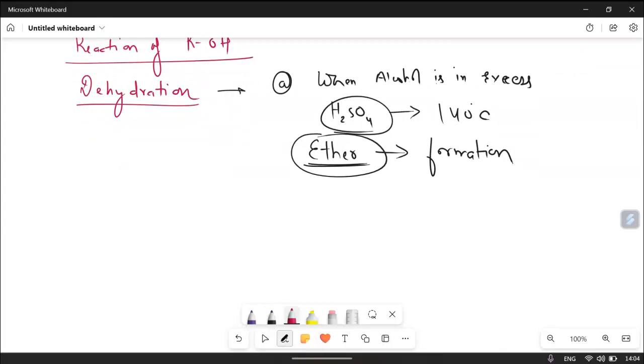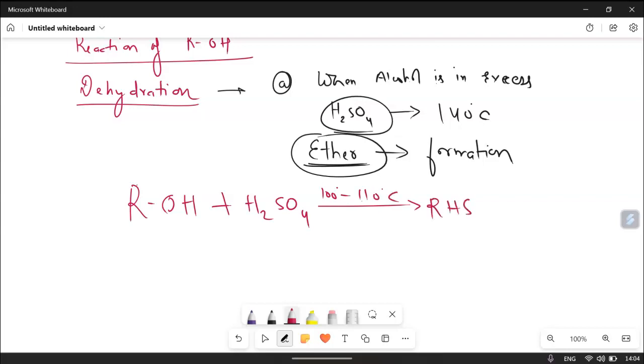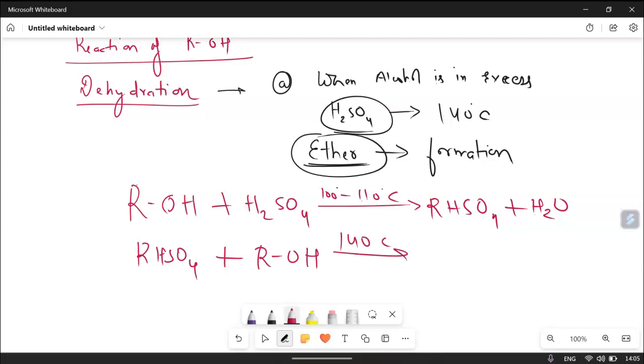So this reaction goes like that. ROH, this is your alcohol, added to H2SO4. Here alcohol is in excess. At 140 degrees Celsius, first we have to treat it at 100 to 110 degrees Celsius. It will form ROSO3H, and water will be removed. Then this ROSO3H is treated again with ROH at a temperature of 140 degrees Celsius. It will form ether, ROR, plus H2SO4 will be removed.